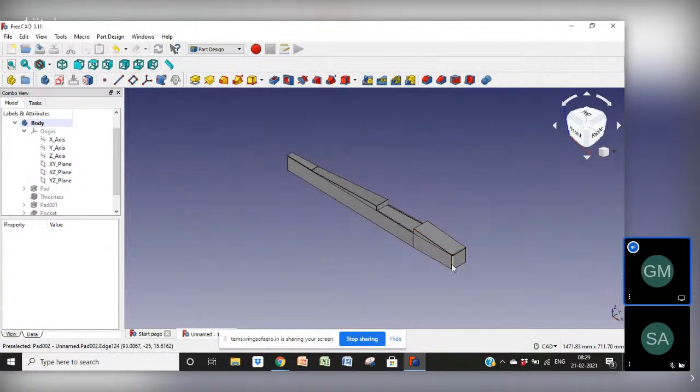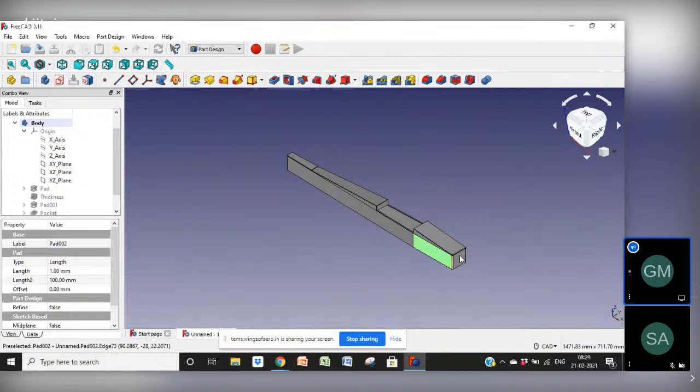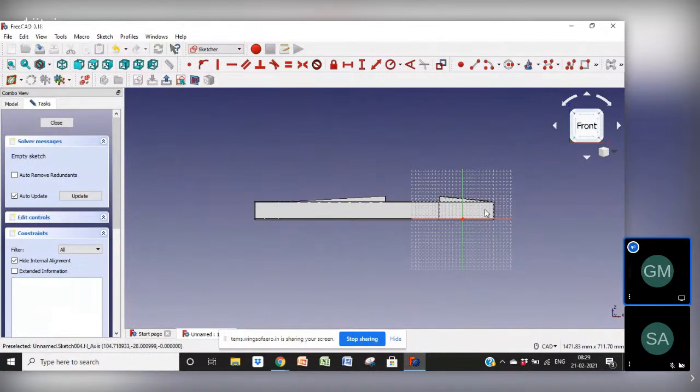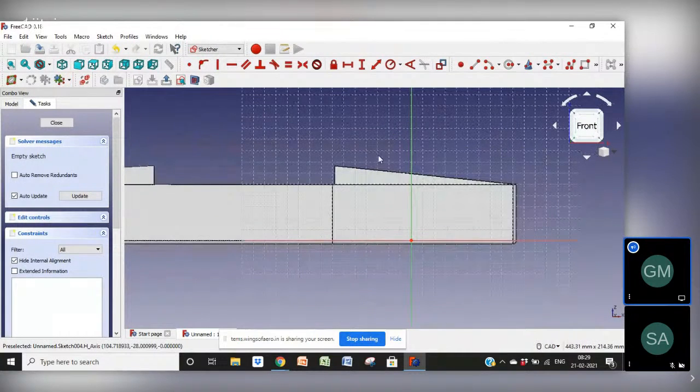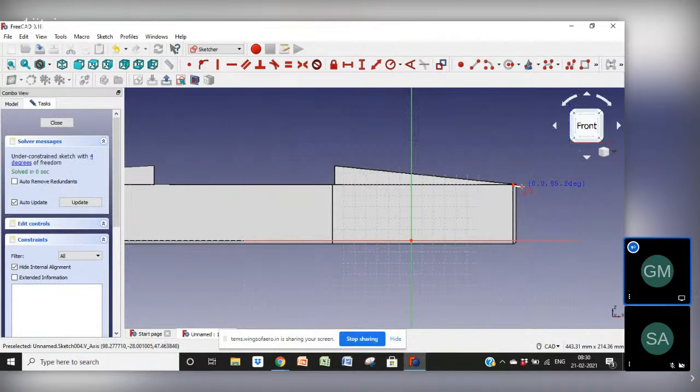Okay, now what will I do on this plane? I will sketch what I would have to sketch on this plane. I just need polyline. This one. Okay.